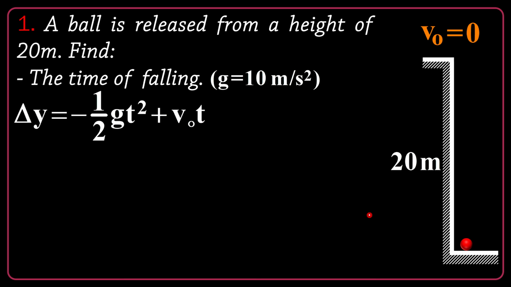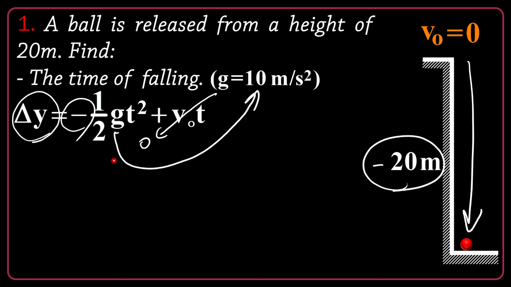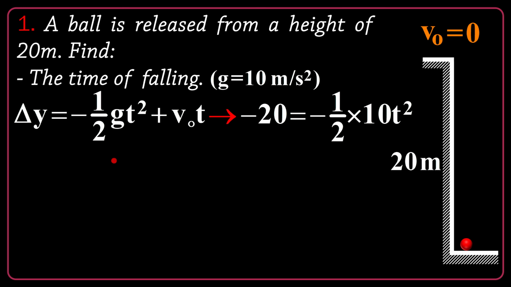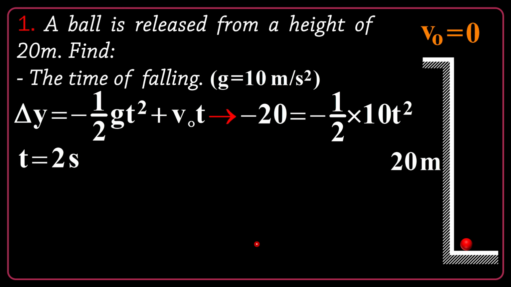Okay, let's do it. For delta y, I plug in negative 20. You know why it's negative? Because it's downward. For g, I plug in the 10. Negative also is here. And v naught is 0, so no need to continue with the second term. I substitute the values, and here I forget about this negative sign. Then let's multiply 2 by 20. It will be 40 equals 10t squared. And then divide both sides by 10. I will get 4 equals t squared. And then I will have t to be 2 seconds when you take a square root. Okay, the total time of this free fall is 2 seconds.